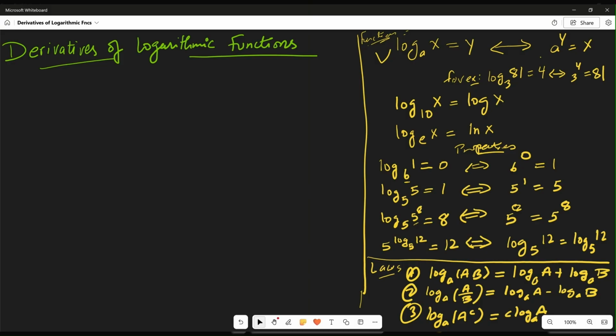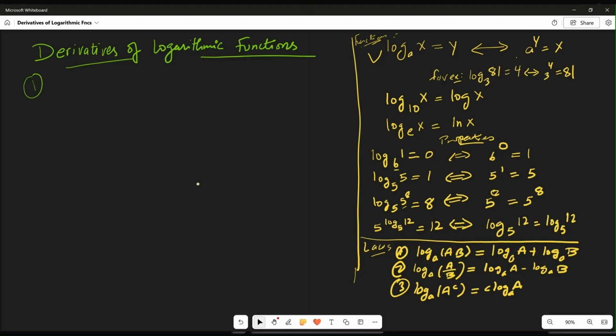Okay, so this was a recap before we actually go over the derivatives of logarithmic functions. I hope this is helpful to recap what exactly log functions and their properties are, and this is going to be pretty handy when it comes to solving those logarithmic functions later on using derivatives. So let's go over derivatives of logarithmic functions now.